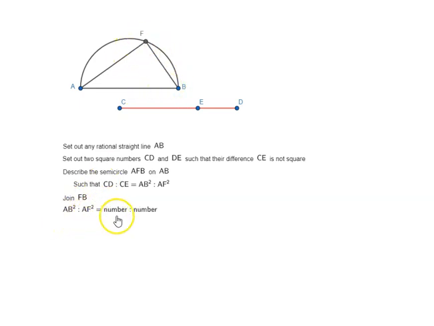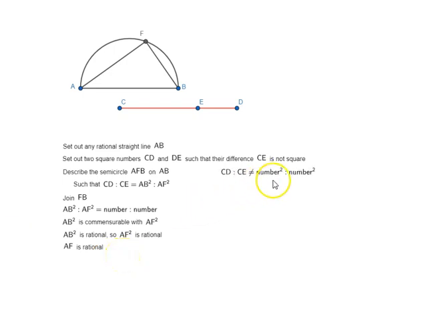AB square is to AF square is equal to number is to number. That means since it has a ratio that a number has to a number, AB square is commensurable with AF square. And AB square is rational. So AF square is also rational, which means AF is rational.